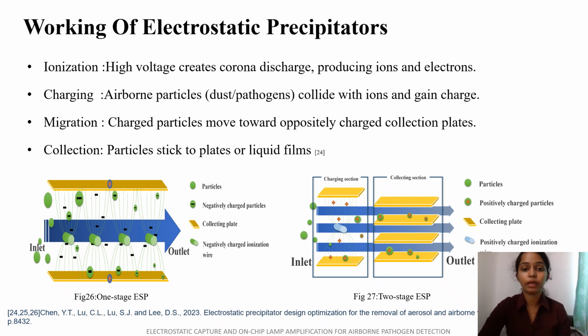charging mechanism. So airborne particles collide with ions and gain charge. The charged particles will move towards the oppositely charged collection plates, and the collected particles stick to the plates or the liquid films. There are two types of ESP, one stage ESP and two stage ESP. In one stage ESP, the charging and collection happen in a single stage, and in two stage ESPs, the charging happens in one section and the collecting happens in another section.